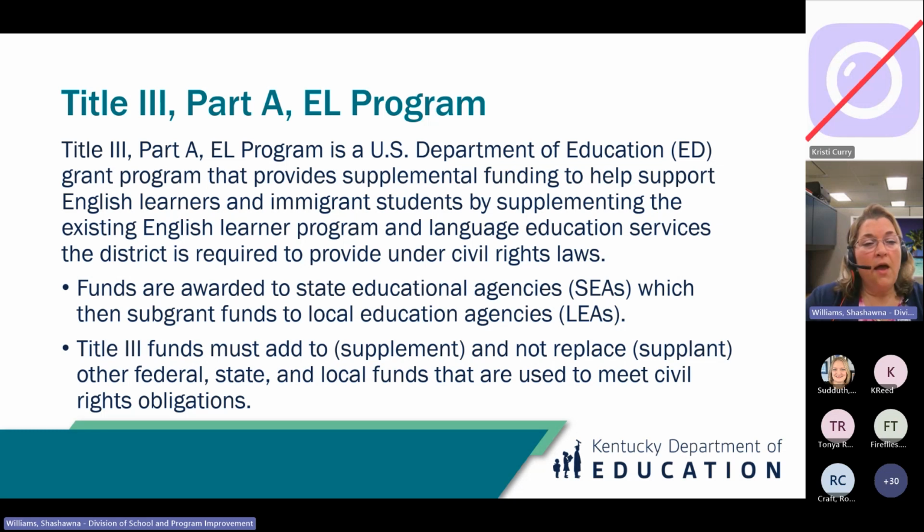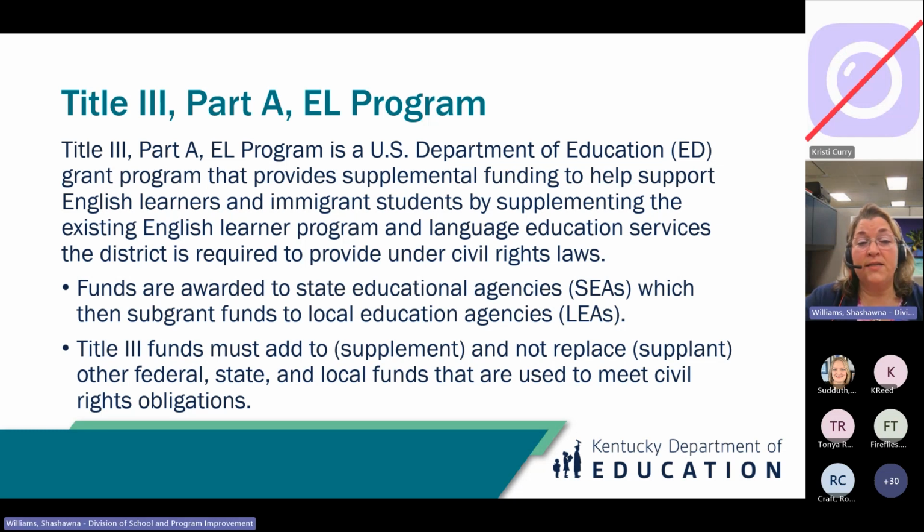So now we're going to look at Title III, Part A, which is the English Learner Program. The Title III Part A English Learner Program is a U.S. Department of Education grant program that provides supplemental funding to help support English learners and immigrant students by supplementing the existing English Learner Program and language education services the district is required to provide under civil rights laws.